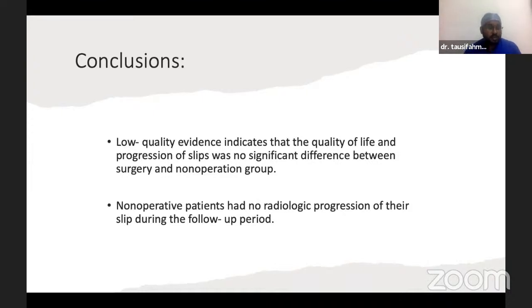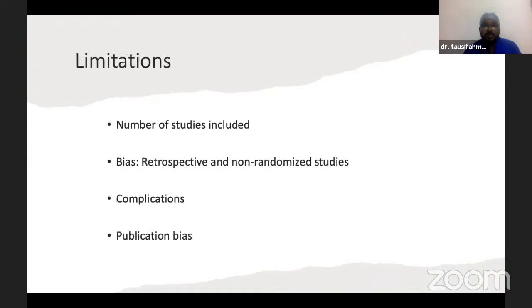Though it is a well-designed study with strong evidence, there are limitations. The limitation includes publication availability, that is, the number of studies included is very small, only 5 studies. There is bias inherent to retrospective and non-randomized studies. Complications in the surgical and non-surgical groups were not included in the studies. And there is publication bias, which can be judged by the fact that only a few studies qualified and mentioned the absence of significant difference in slip between conservative and surgical groups. Thank you.